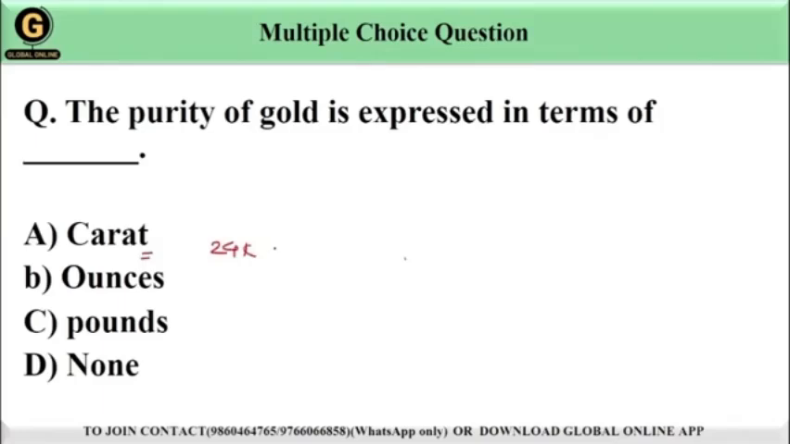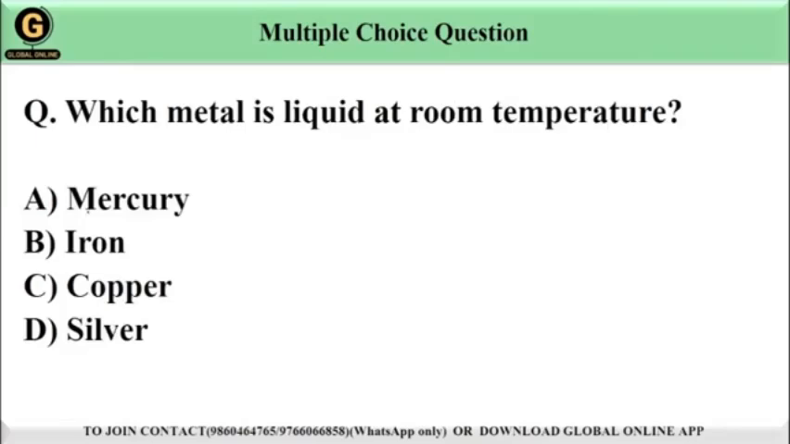The higher the carat number, the purer the gold. For example, 18 carat gold is 75% pure, while 22 carat gold is about 91.7% pure. This system helps to measure the amount of gold in an alloy or jewelry. So the correct answer among the options is option A, carat. Okay, let's see the next question.